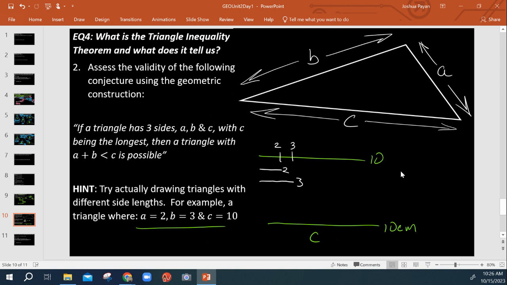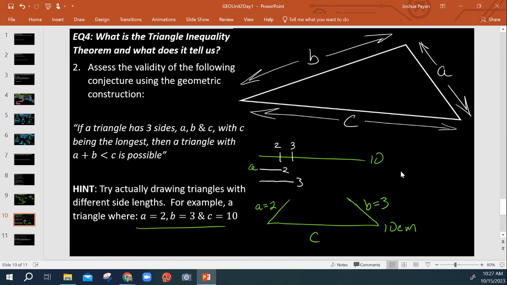Okay, A, let's say A is 2. Draw it about the same size as what I see there. And B is 3. Draw it slightly larger. What's the matter with me? Okay, we immediately see that we have a problem. We immediately see that this triangle is not going to close.